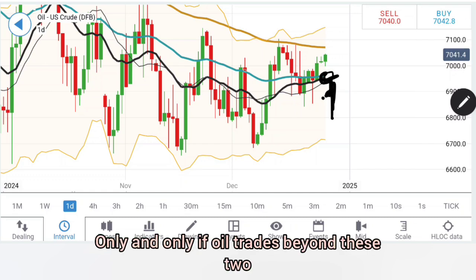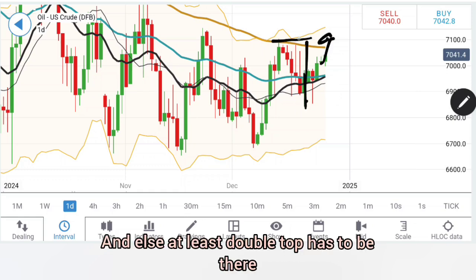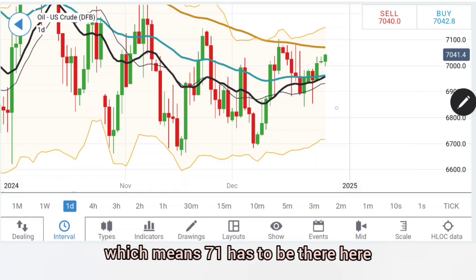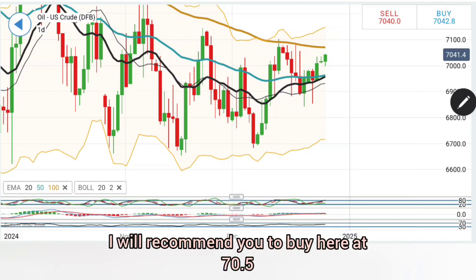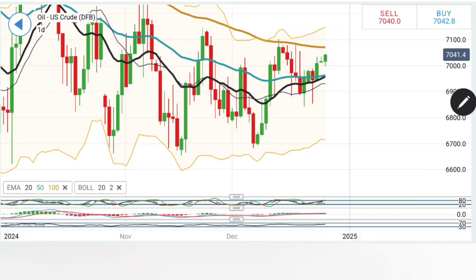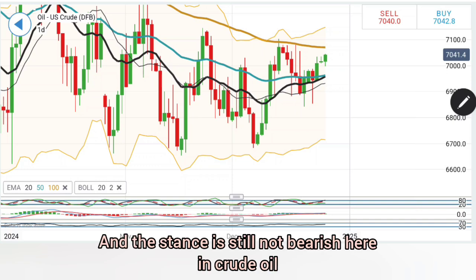Only and only if oil trades beyond these two, you can say that the bears are back. Else, at least a double top has to be there, which means 71 has to be there here. So considering this, I will recommend you to buy here at 70.5, 70.6 levels. Expect 70.8, 71. First target level 71.4, 71.5 second, and then 72, 72.5 third. Beyond 72.5, stay bullish. I am looking at 74.5, 75 levels very soon, and the stance is still not bearish here in crude oil.